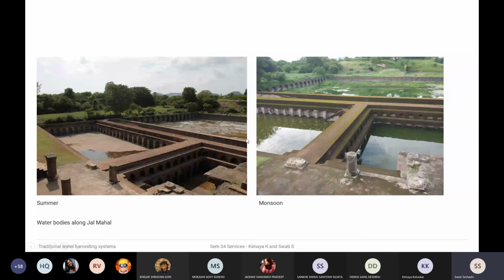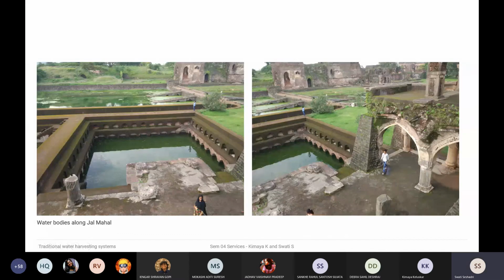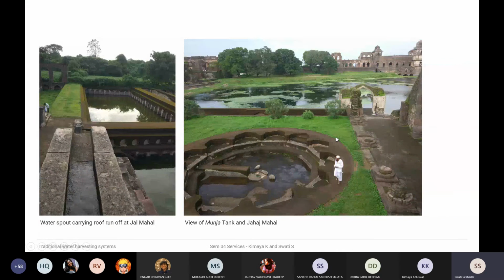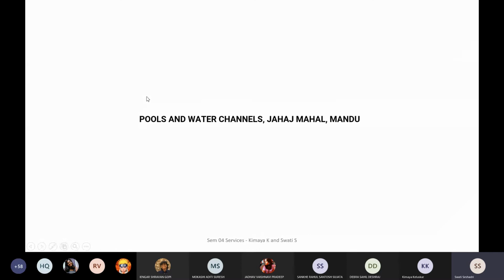These are some of the other tanks, which are towards the Jal Mahal. They are full, and this is what it is in the summer at this point. You can just see this lush, completely green landscape. And there are a lot of things like these water spouts that were there, which are now broken, which were taken into all these tanks. There are many pools that you see across, which I'll touch upon a little later. There are these channels, these spouts, which are taking the water down.